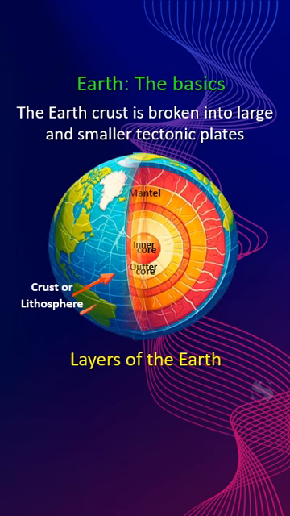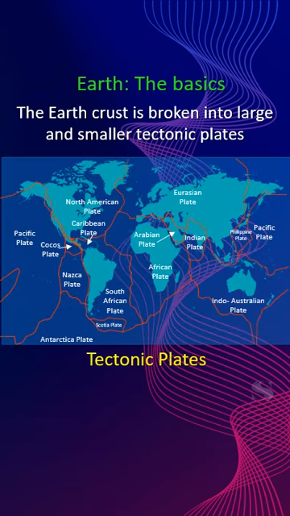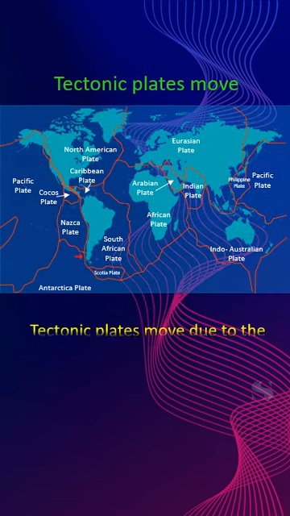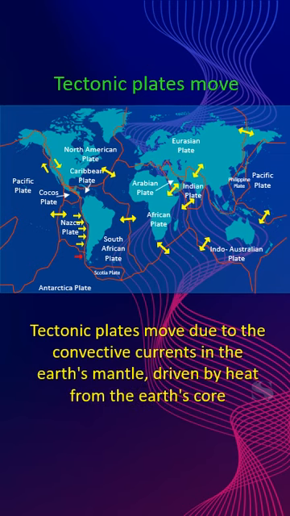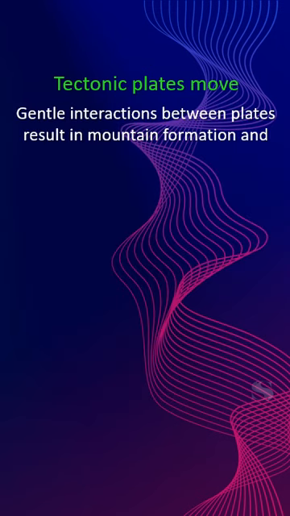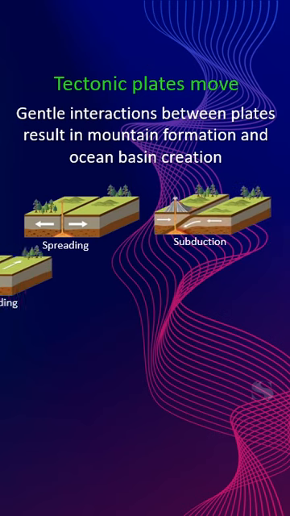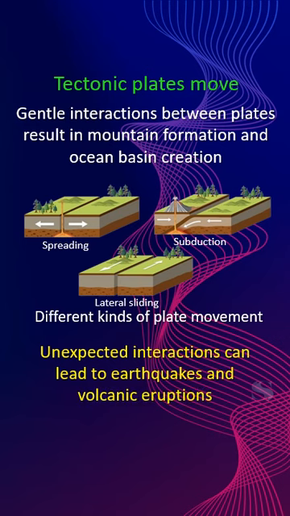The outer layer of the Earth, known as the crust or lithosphere, is broken into several large and numerous smaller pieces called tectonic plates. Tectonic plates move due to the convective currents in the Earth's mantle, driven by heat from the Earth's core. Gentle interactions between tectonic plates result in geological phenomena such as mountain formation and ocean basin creation. Unexpected interactions can lead to earthquakes and volcanic eruptions.